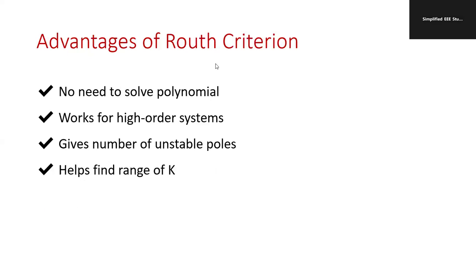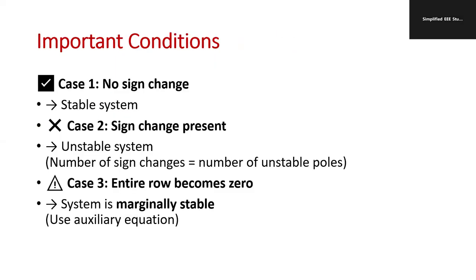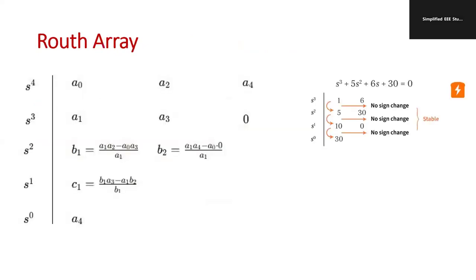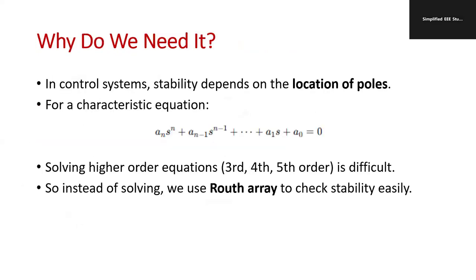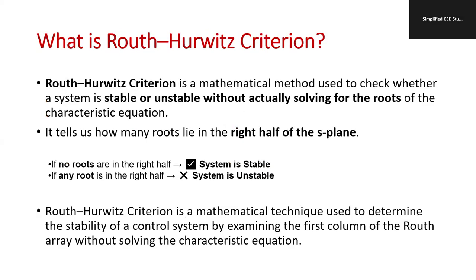The advantage of the Routh array is that there is no need to solve the polynomial. I can go for 10th order, 11th order, 12th order, which is highly impossible to solve manually. It works for high order systems. It gives the number of unstable poles, and it helps to identify the range of K in a given polynomial. So these are the important theory parts regarding the Routh array criteria or Routh Hurwitz criteria. In the next video, I'll be solving numerical examples with the special cases so that you will understand the concept very clearly.